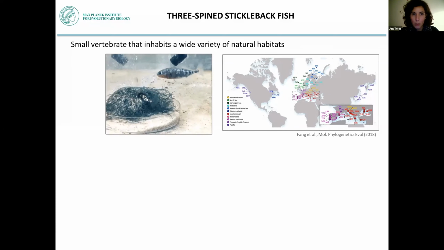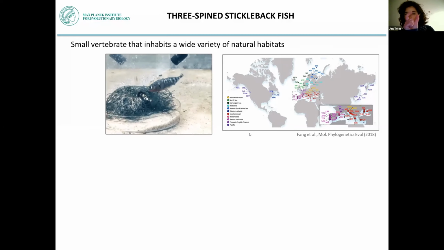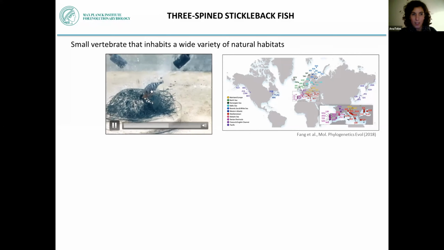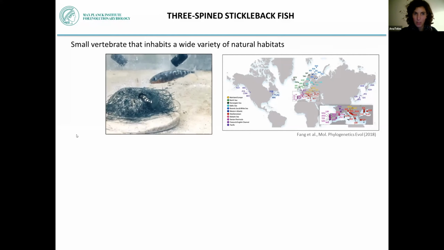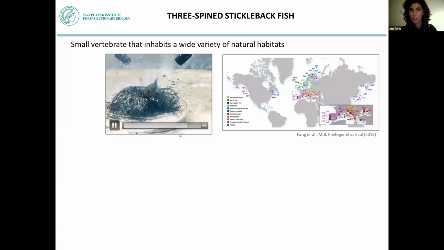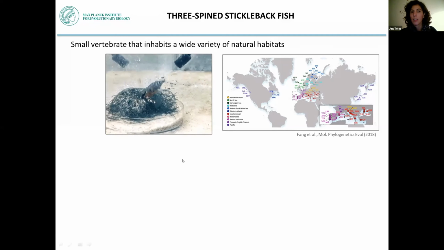And for those who don't know, this is a very small fish, about this size. And this is a male teasing the female inside the nest. So the males are the ones that build the nest, and the females just go inside and lay the eggs, and the males take care of the eggs.